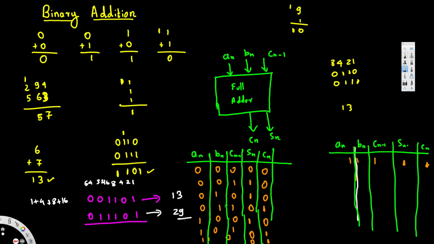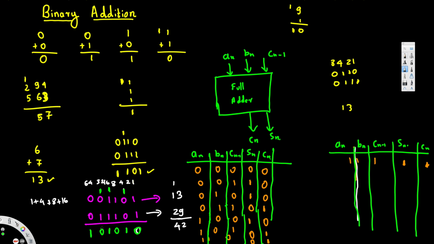If we add this one, 1 plus 1 is 0, and we have a carry 1. 1 plus 1 is 0, and we have a carry 1. Let's use a different color. 1 plus 1 plus the carry gives 1, and 1 plus 1 we have 0 and a carry 1. 1 plus 1 is 0, and this one will go right here, and we have a carry 1. 1 plus 1 is 0, and here we have a carry 1. So we have to get 42 from adding these two numbers.